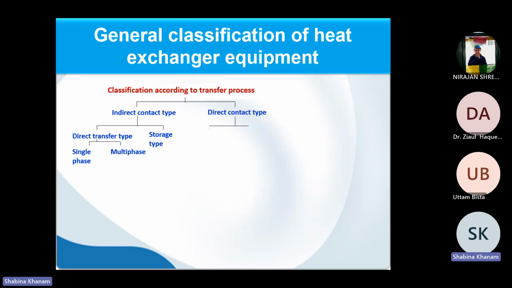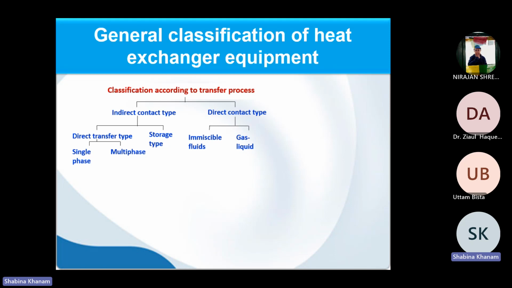Further, when I classify direct contact type, it could be with immiscible fluids. When I'm having two fluids which will not mix together, heat can be transferred from one fluid to another by direct contact. No separating wall will be there.